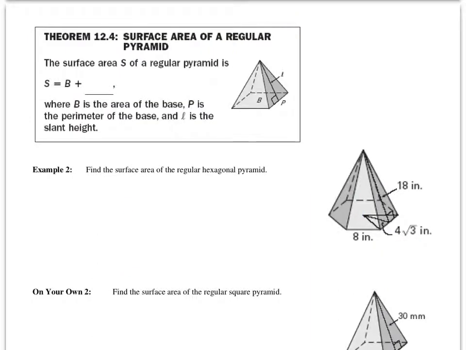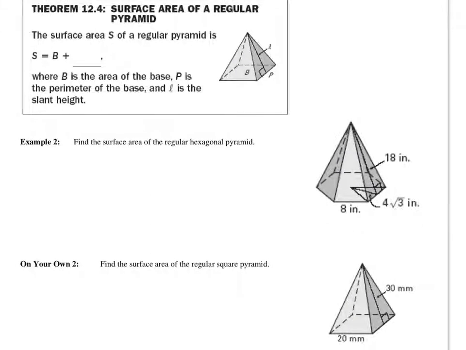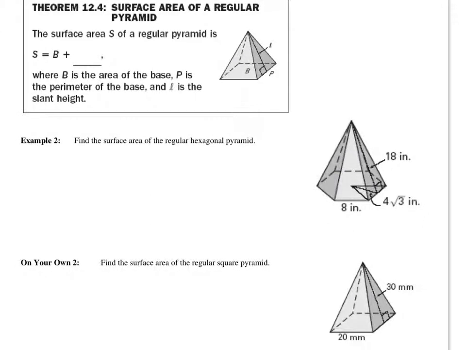So we're going to look at a formula here. It says the surface area of a regular pyramid. So regular, our base is going to be a regular shape. So the surface area S of a regular pyramid is S equals B, capital B that is, B is the base area, plus 1/2 capital P, P is the perimeter of the base, times L, and we just talked about L being the slant height.